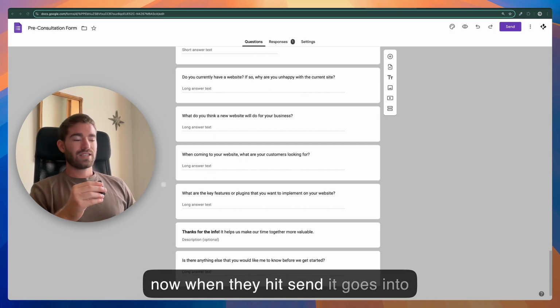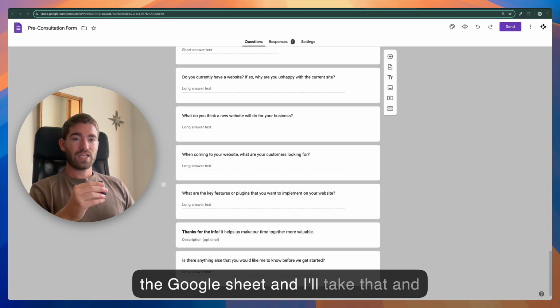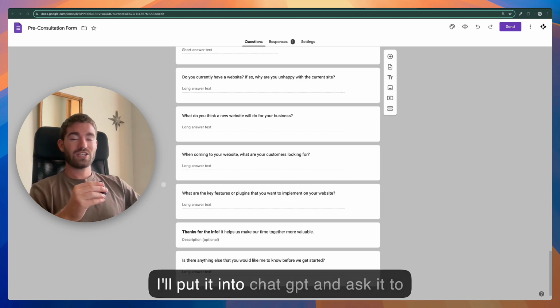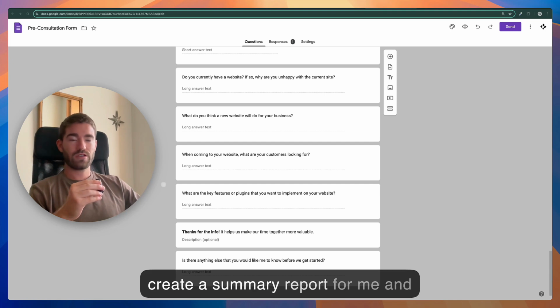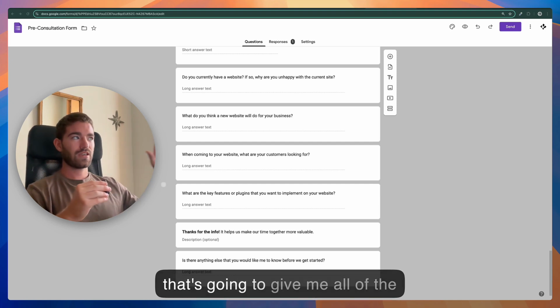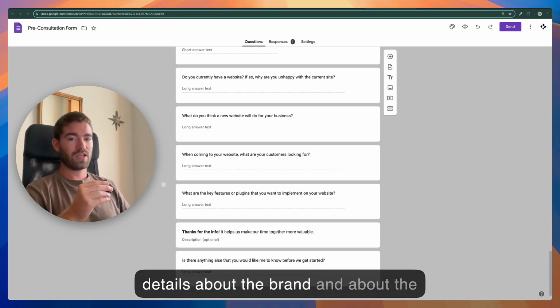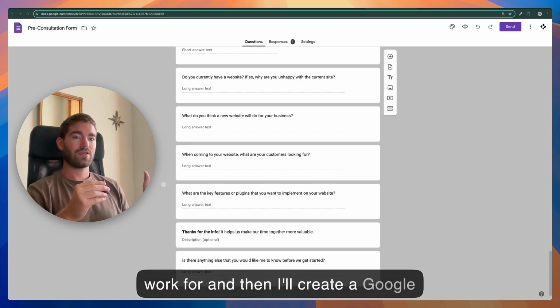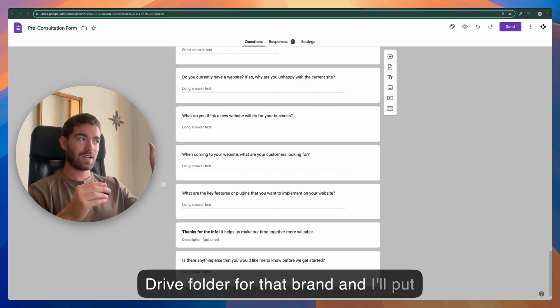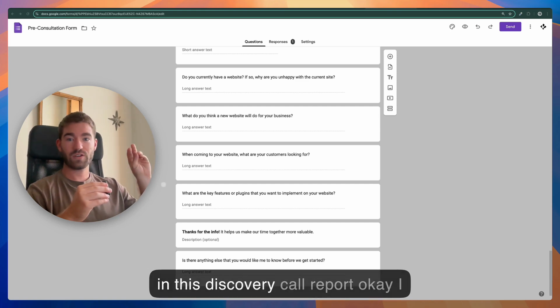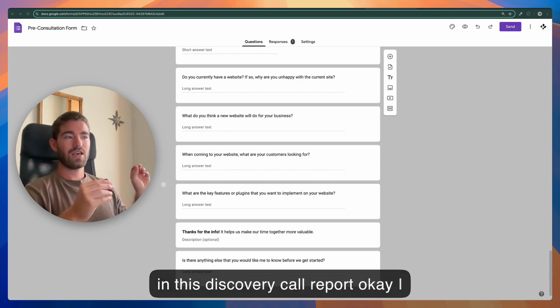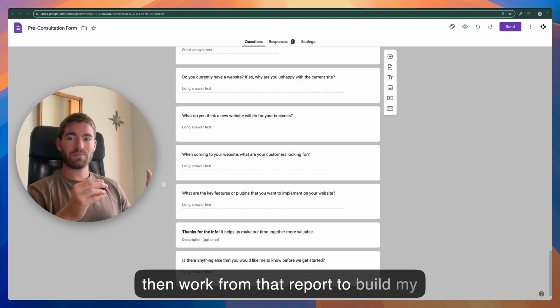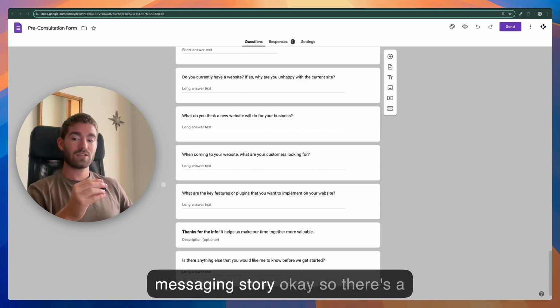When they hit send, it goes into the Google Sheet, and I'll take that and I'll put it into ChatGPT and ask it to create a summary report for me. And that's going to give me all of the details about the brand and about the website, and it gives me something to work from. And then I'll create a Google Drive folder for that brand, and I'll put in this discovery call report.